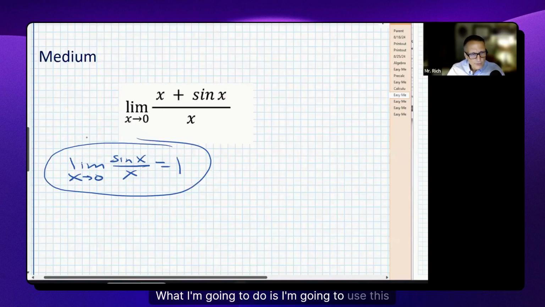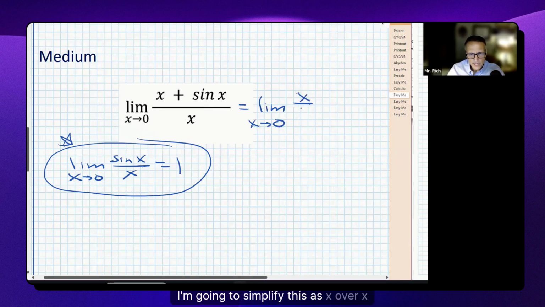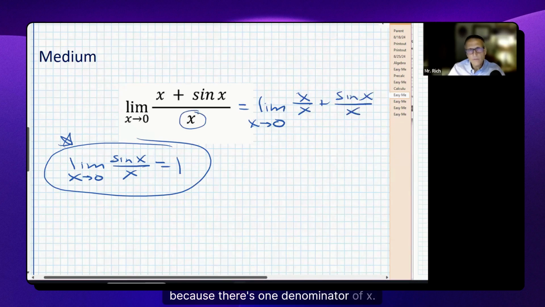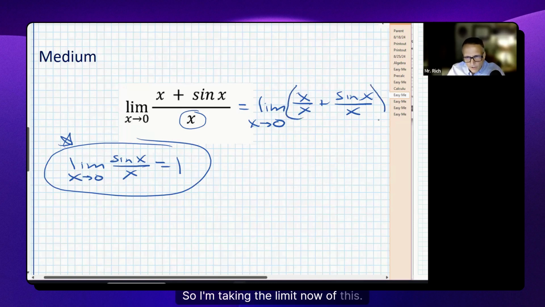Well, let's go back to the problem that we're trying to solve. What I'm going to do is use this result to evaluate this limit. And here's how I'm going to do it. I'm going to split this into two separate fractions. I'm going to simplify this as x over x plus sine x over x. Because there's one denominator of x, I can do this. This is something we can do with fractions, split multiple terms in the top into separate fractions with the same denominator. Now, why would I do that? Or why does that benefit me? So I'm taking the limit now of this.